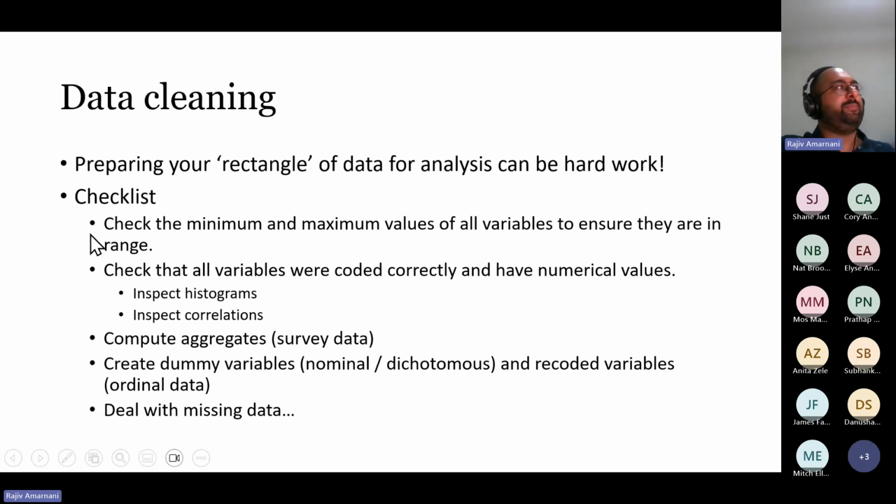I strongly recommend checking the minimum and maximum. You get issues with this fairly often, where variables aren't coded correctly, so just double check this. This seems so basic.